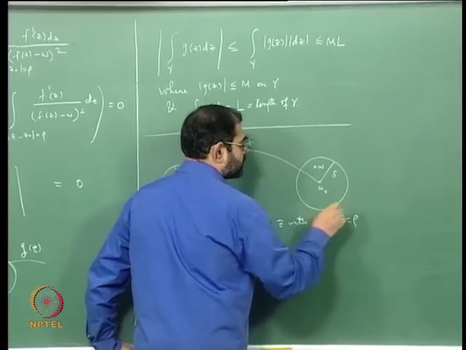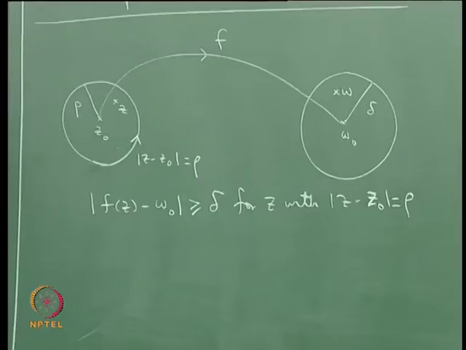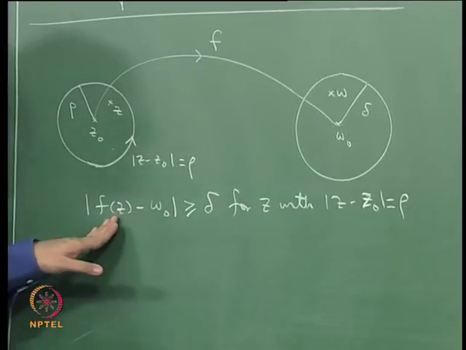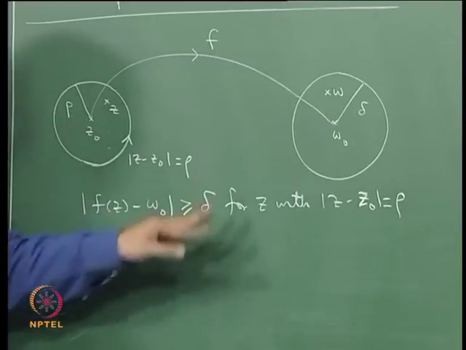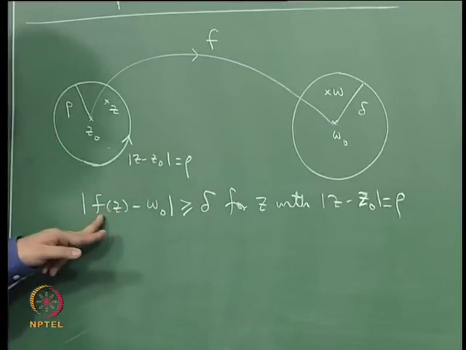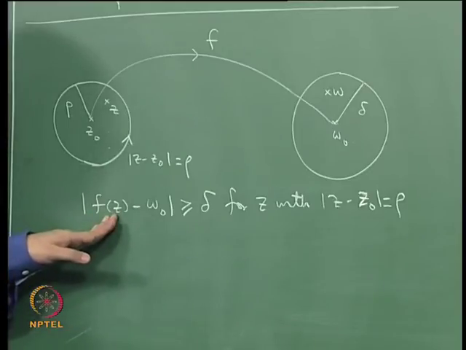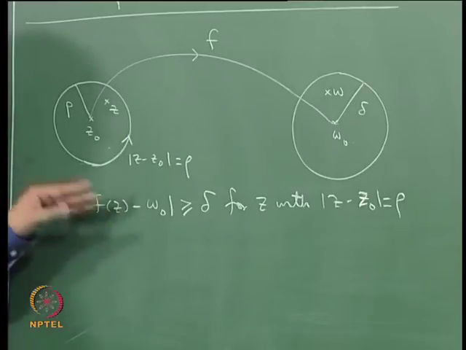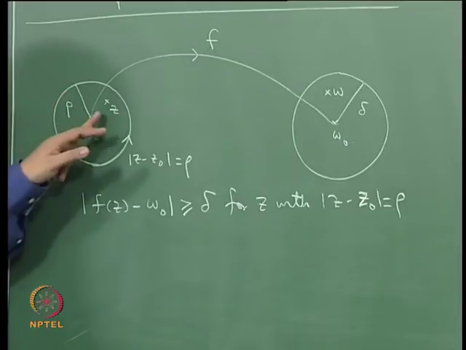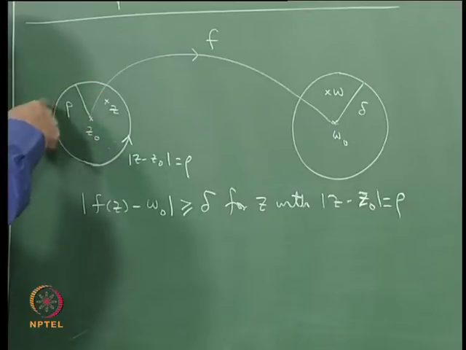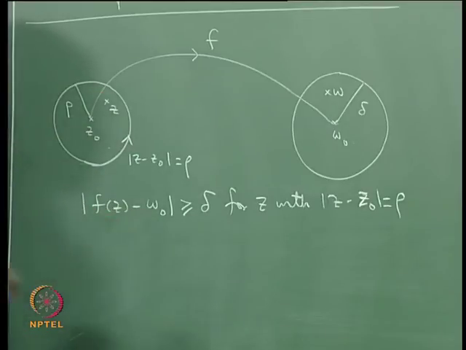This is how we started up, if you remember. This was just from the fact that z naught is a zero of f(z) minus w naught, and f(z) minus w naught is a non-constant analytic function, so z naught is an isolated zero. So there is a disk surrounding z naught where there are no other zeros of f(z) minus w naught, and in particular on the boundary, if you restrict f(z) minus w naught, it has a minimum value.